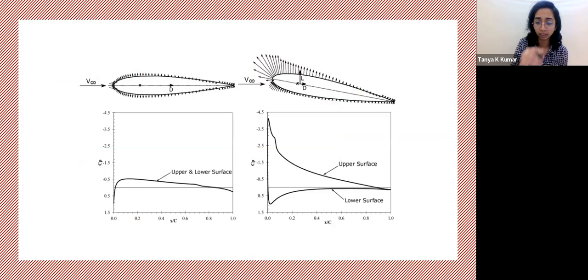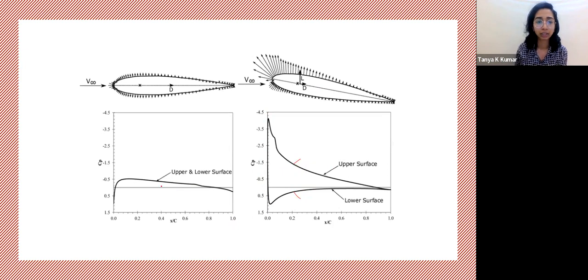Okay, so this is just the plotting of the graphs. I'm sure all of you have done that course or some experimental course where you have plotted the CP with respect to x by c. X by c is just the position along the chord. So for all graphs, we have taken the positive quantities above and negative quantities below. But for the center of pressure, we tend to plot it this way, so that the upper curve represents the upper surface and the lower curve represents the lower surface.